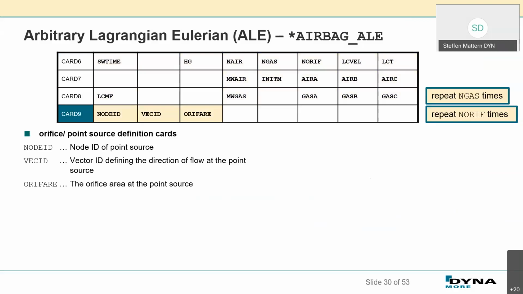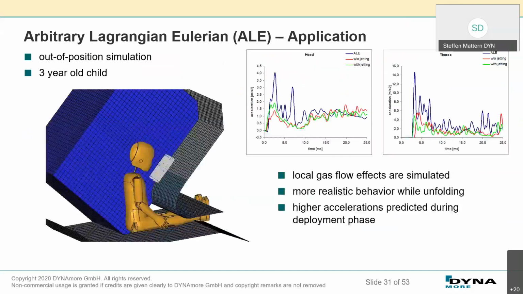And of course, the gas cards are repeated for each gas component, and the orifice cards are repeated for each point source in the model. So much for the keyword. Now let's take a look at the results for our out of position example from before.